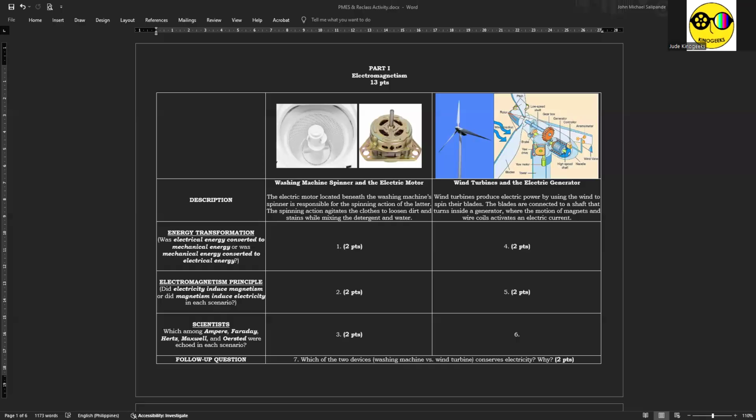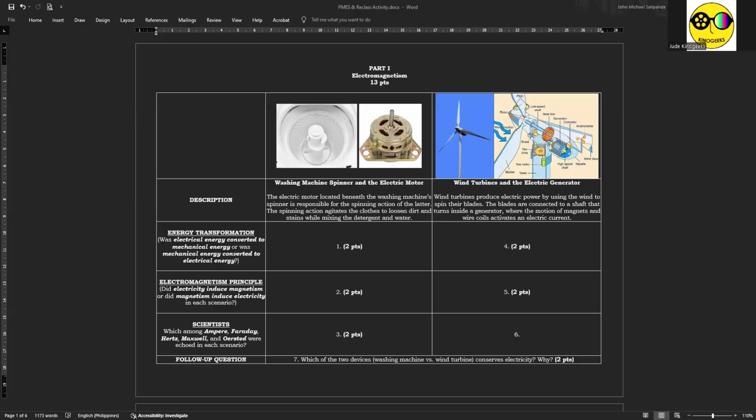Here, we have four images. The first pair of images showcases the washing machine spinner and the electric motor. The electric motor located beneath the washing machine spinner is responsible for the spinning action of the latter. The spinning action agitates the clothes to loosen dirt and stains while mixing the detergent and water. On the other hand, you have wind turbines and the electric generator. Wind turbines produce electric power by using the wind to spin their blades. The blades are connected to a shaft that turns inside the generator, where the motion of magnets and wire coils activates an electric current. Let's start first with the washing machine spinner and the electric motor.